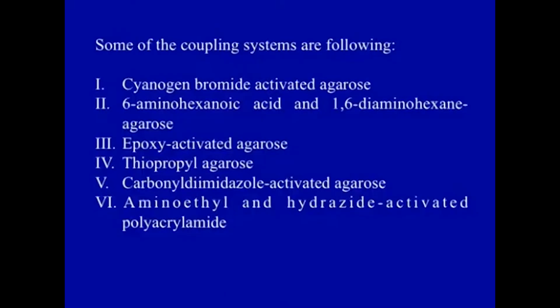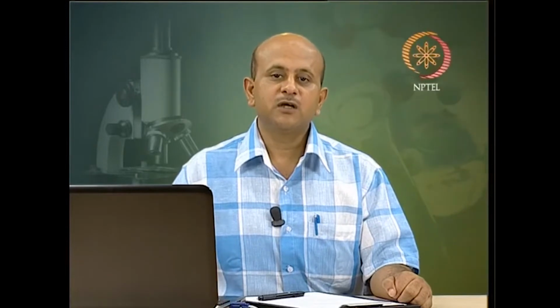Now, there are certain coupling agents available which will activate the matrix so that the ligand could be put in, like say cyanogen bromide activated agarose. Cyanogen bromide is a very commonly used coupling agent. It reacts strongly with amino groups. It is extremely useful in coupling enzymes, coenzymes, inhibitors, antigens, antibodies, and so on.